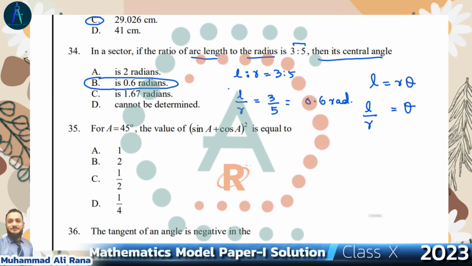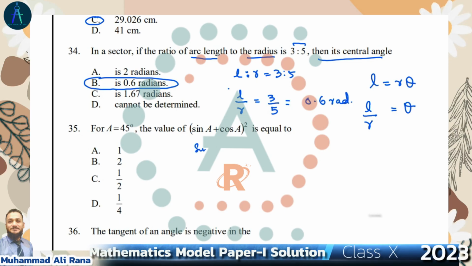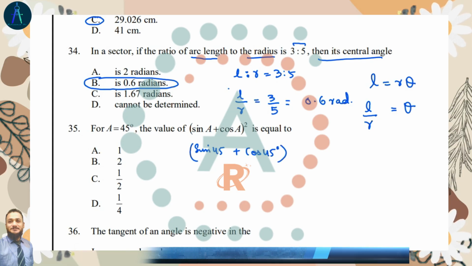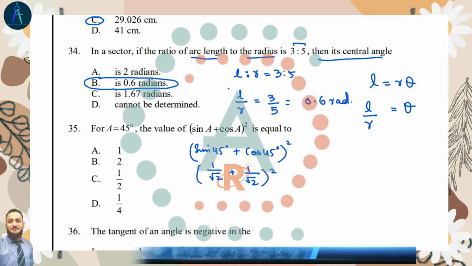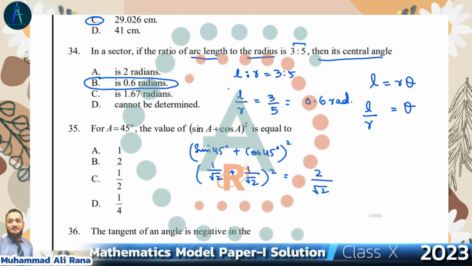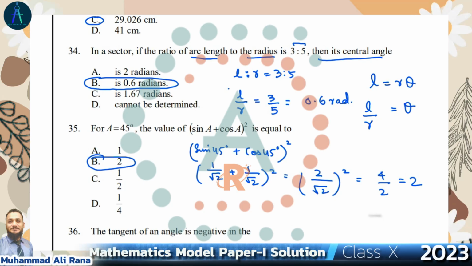For the value of A as 45, what will be the value of cos A plus sin A whole square? So sin 45 plus cos 45 whole square. Sin 45 is 1 over root 2 and cos 45 is 1 over root 2. So 2 over root 2 whole square. So this will become 4 over 2, equal to 2. So the correct answer is option B.